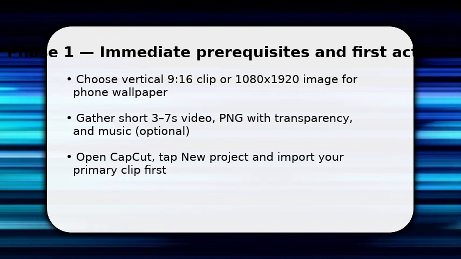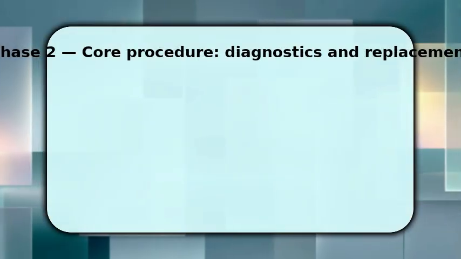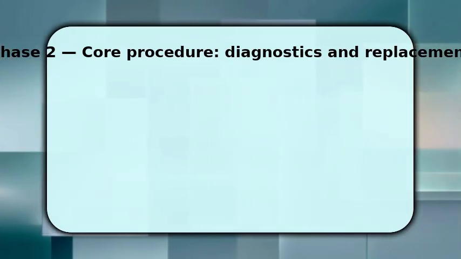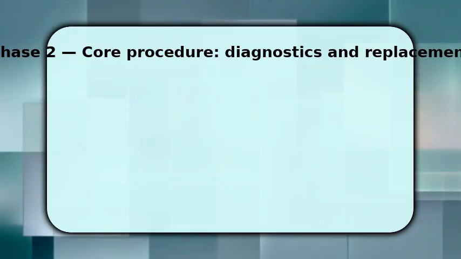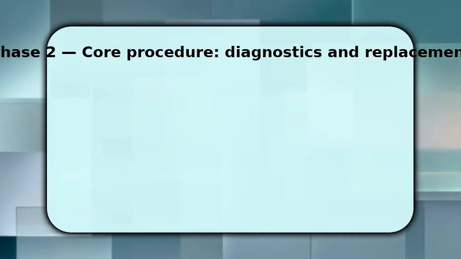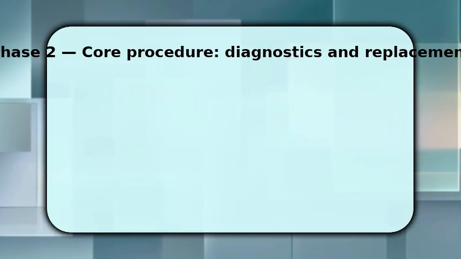Now you build motion and polish. You can keyframe, scale, and position to create subtle parallax, or use CapCut's built-in motion presets. Either gives a lively wallpaper. Place PNG overlays on the overlay track and adjust blend mode or opacity to integrate elements. Reduce opacity to 40 to 80% for subtlety.